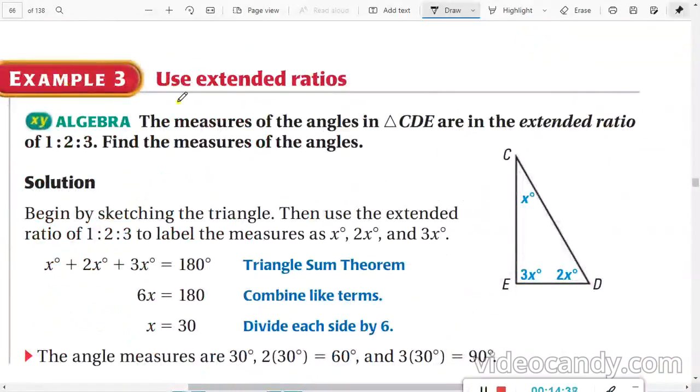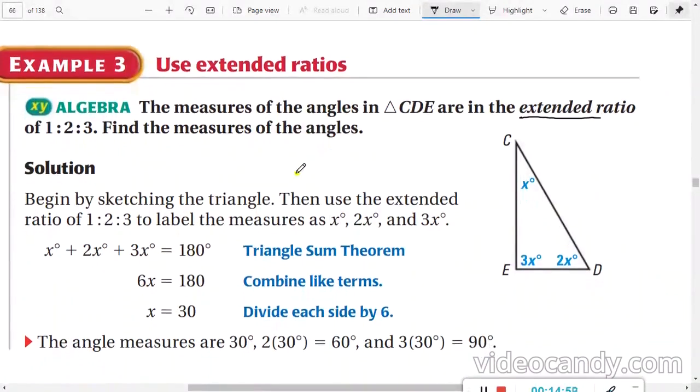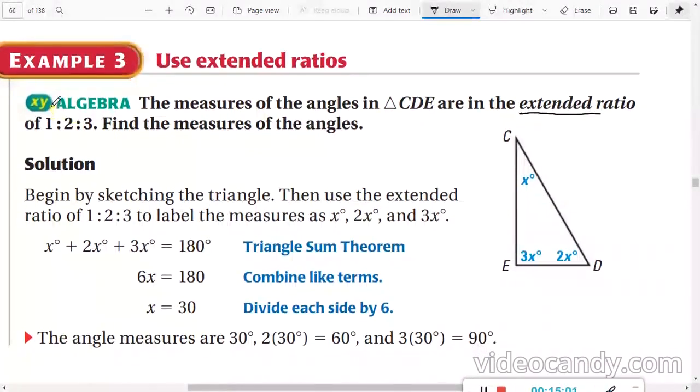Example 3. The measures of the angles in triangle CDE are in the extended ratio of 1 to 2 to 3. Find the measures of the angles. For extended ratio, that just means that there's more than 2 numbers. So you're not going to be able to write it as a fraction. But it's still the same thing: 1 to 2 to 3.